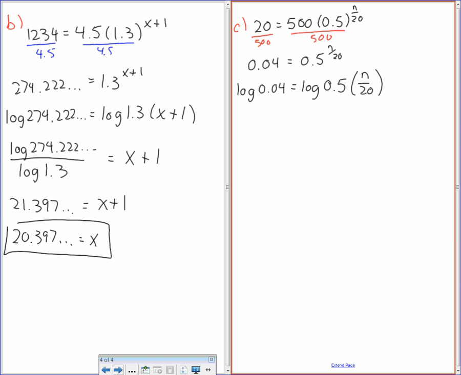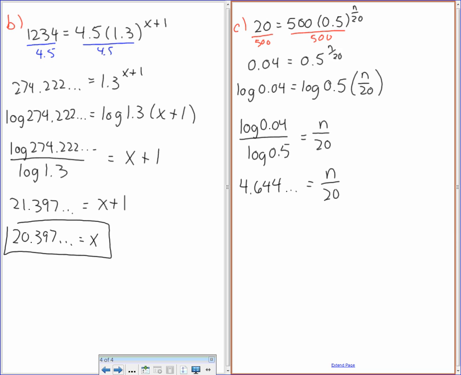Good. So it's going to be log of 0.04 all over log of 0.5 equals n over 20. Okay, so you see what I did there? It's the same thing we did before with the x plus 1, right? It's just whatever's in the bracket is by itself. Natasha, can you do log of that divided by log of that and tell me what you get, please? 4.644. Okay, can somebody confirm this before I move on?